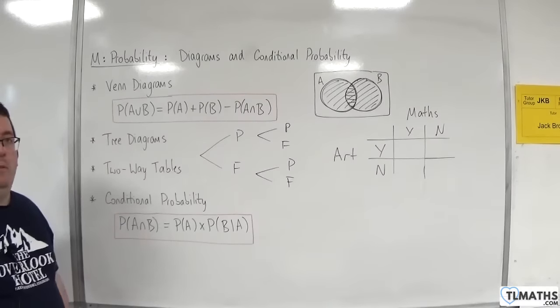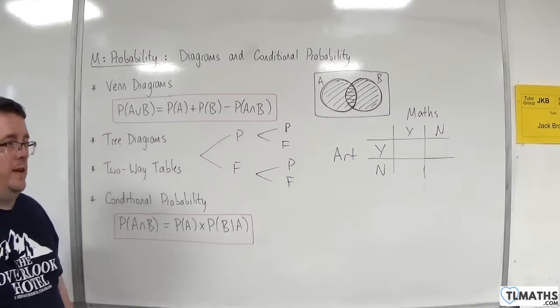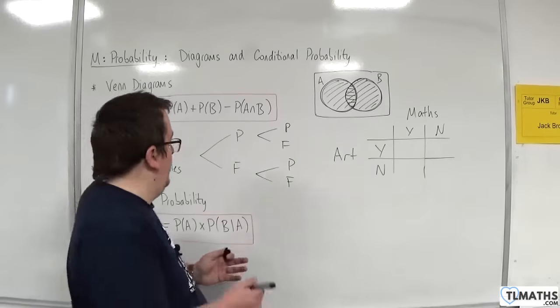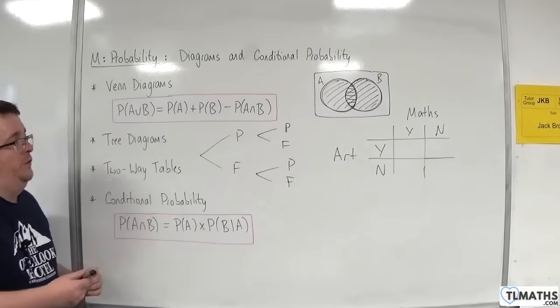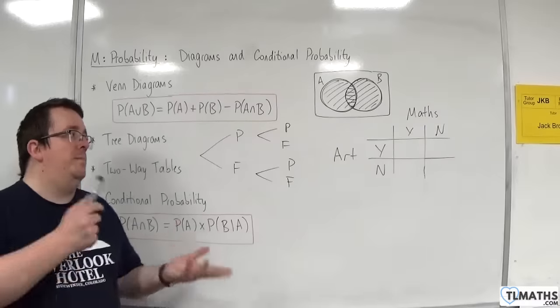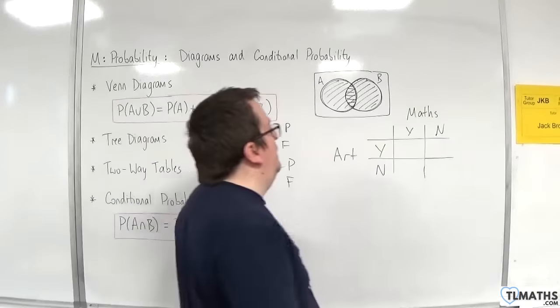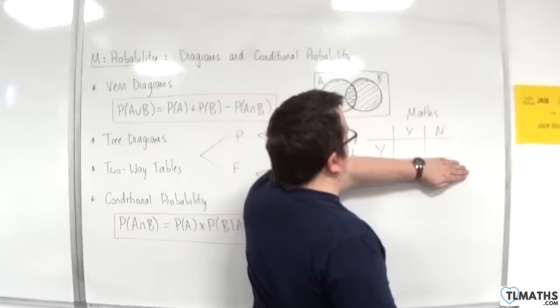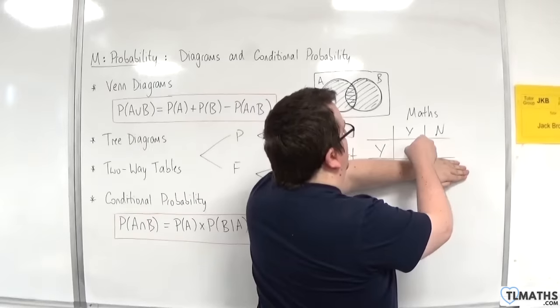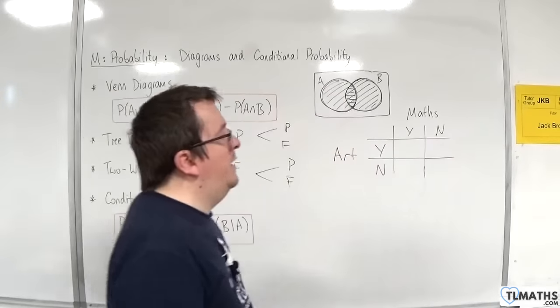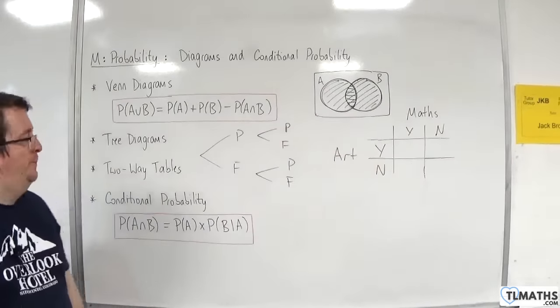And then you could be asked probabilities based on that. Okay? And they could be conditional probabilities. So what's the probability of a student doing maths given that they do art, for example? So given that they do art, what's the probability of a student doing maths? Okay, so you can work it out fairly easily from a two-way table.